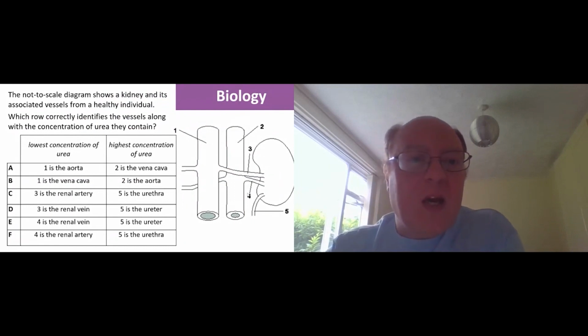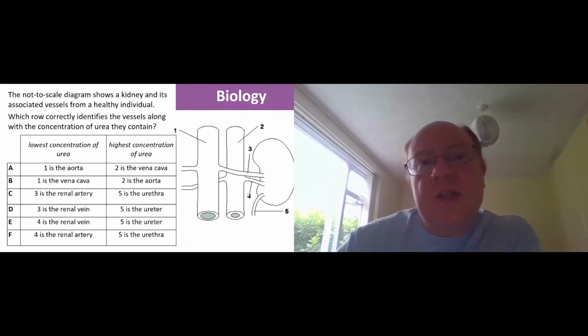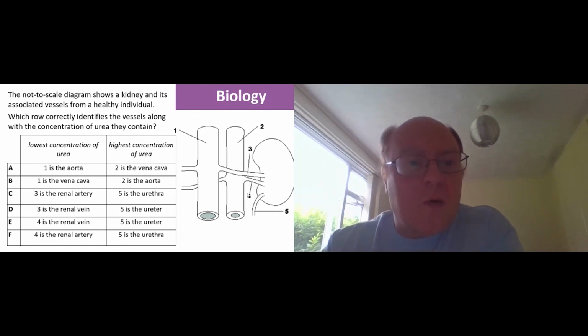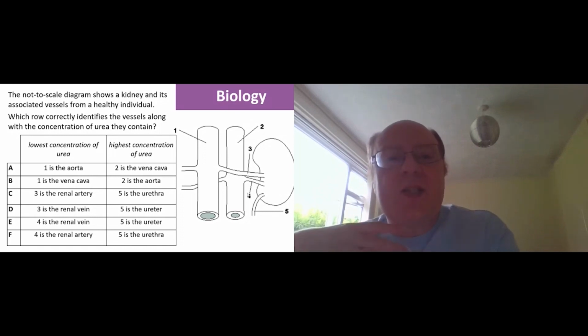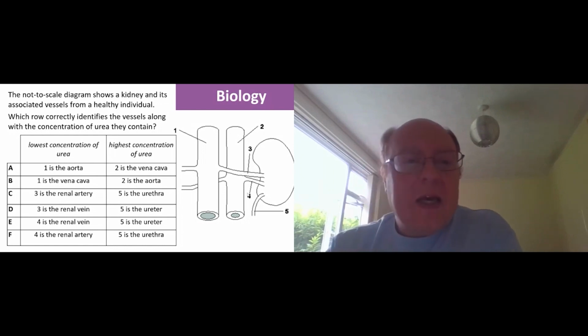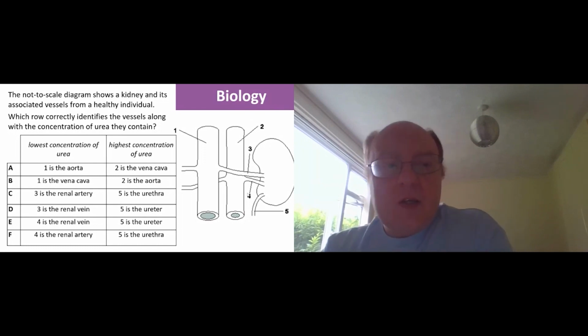So here we have a biology question. It's asking you about kidneys and the function of the kidney. The question asks you to identify some of the vessels which are numbered in the diagram on the right hand side. You can see that the kidney is there on the far right, and we have other vessels which you're asked to identify. Now we have 6 options here for the correct answer.